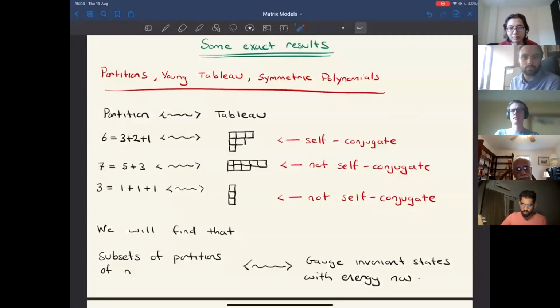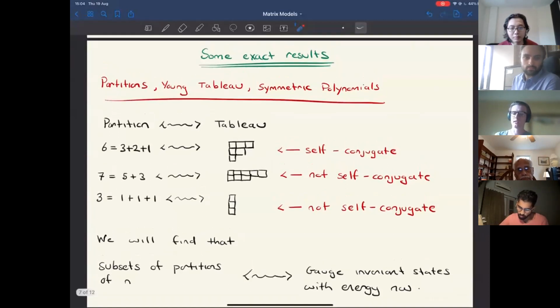Okay, so I can't say everything that there is to say about partitions and Young tableau and symmetric polynomials. So hopefully I'll just be able to give a flavor of what's involved. There are exact results known for the case of one fermion and the case of one boson, or bosonic fields and fermionic fields, I mean. So I'll just illustrate how that happens, basically.